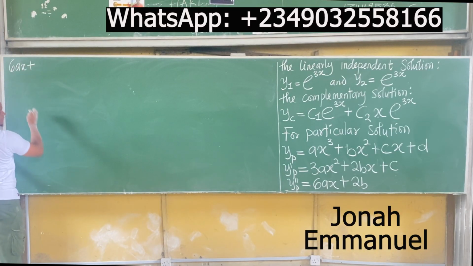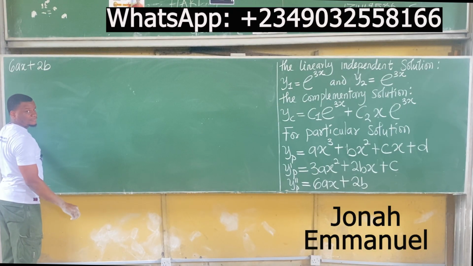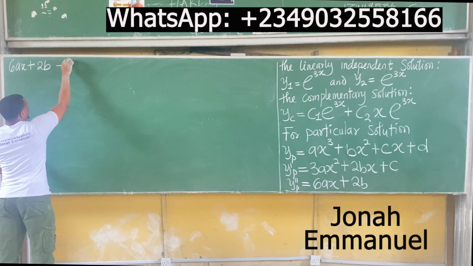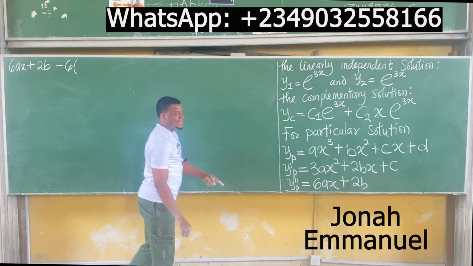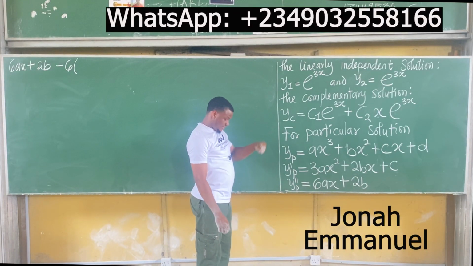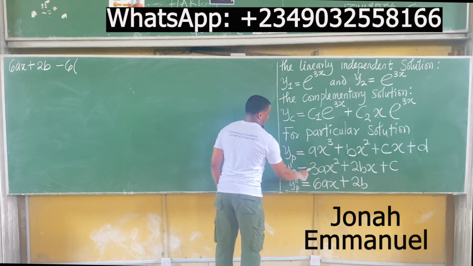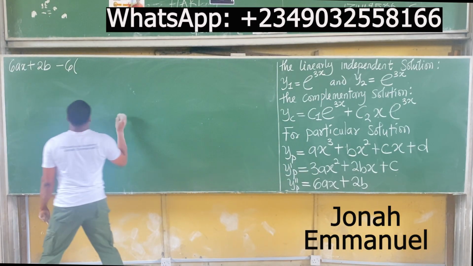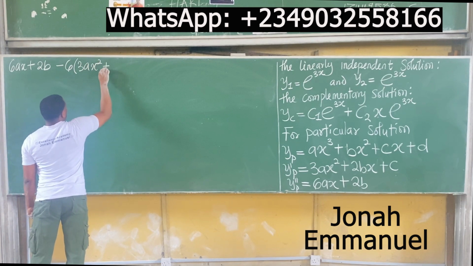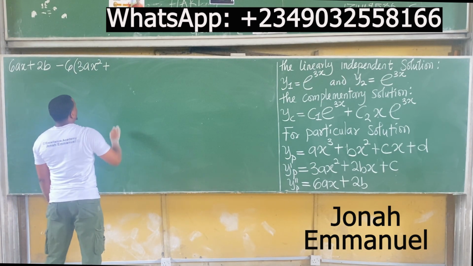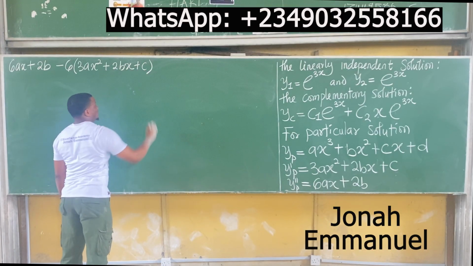6ax plus 2b. What's next in there? Minus 6 into what there? dy dx. dy dx is your first differential. In this case, what's the first differential here? Y prime of p. And that's what there? Give me what you have there. 3ax squared plus 2bx plus c. Okay, what's next you have there?